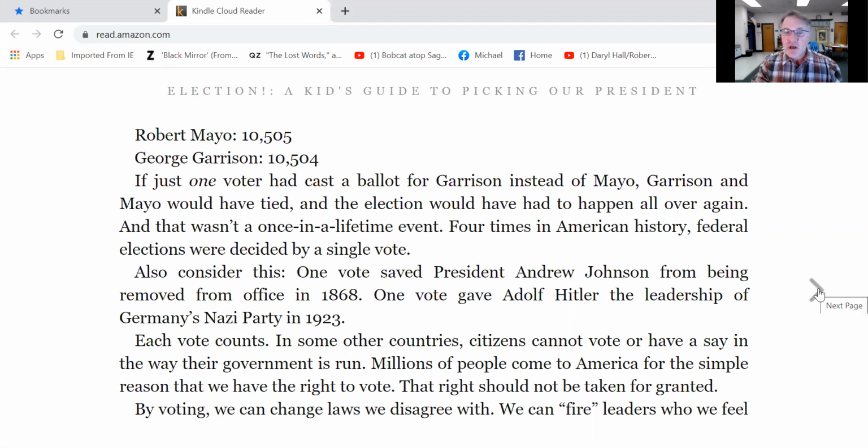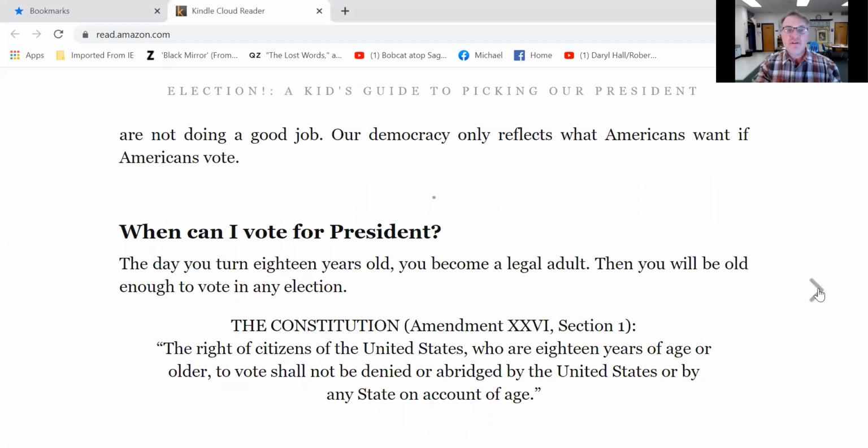By voting, we can change laws we disagree with. We can fire leaders we feel are not doing a good job. Our democracy only reflects what Americans want if Americans vote. And if only a tiny percentage of those people vote, then it's only reflecting a tiny percentage of the opinions and attitudes of Americans.